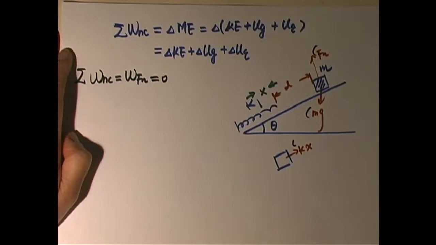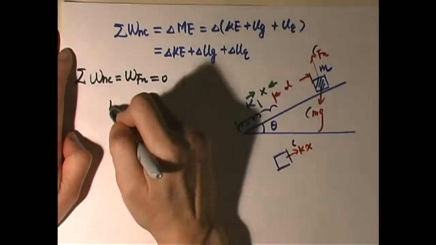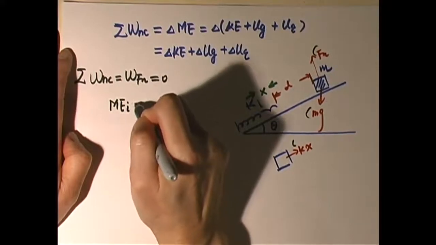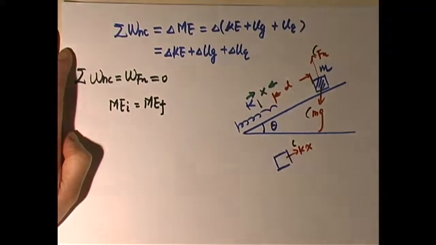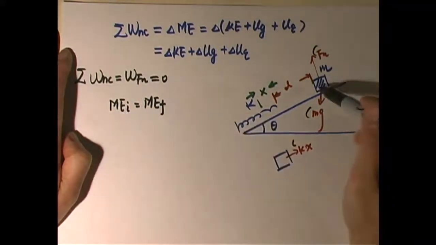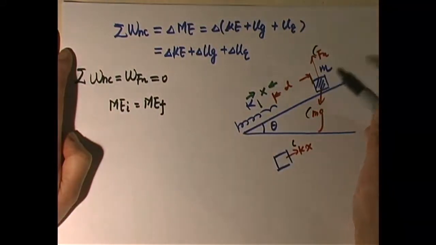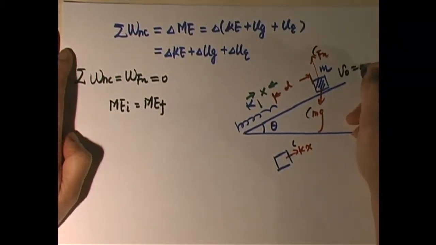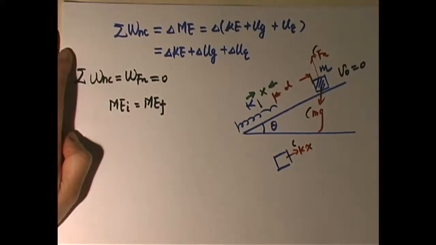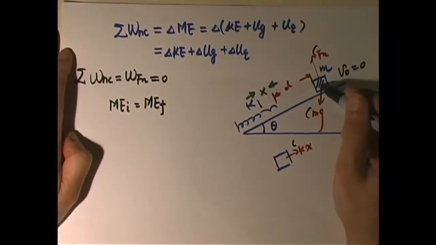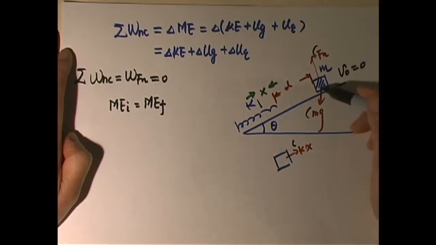There are two ways to solve this problem. If we say mechanical energy initial equals mechanical energy final, we have to list the mechanical energy initial, which is at this position: kinetic, which obviously is 0 because initial velocity equals 0, and elastic, obviously 0 because the spring has not been compressed yet. And yes, this block has gravitational potential energy, and we can choose a reference level as h equals 0 so we can figure out how high the initial position is.